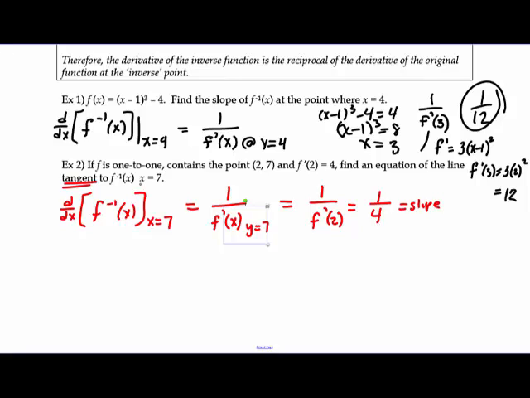So for the tangent line, I have y minus y1 equals m times x minus x1. Now I need the y value. If x equals 7 on the inverse and y equals 7 here, that means if x equals 2 on the original, y equals 2 on the inverse. In other words, if (2, 7) is on the original, then the inverse has the point (7, 2), with the slope the reciprocal of the slope of the original.